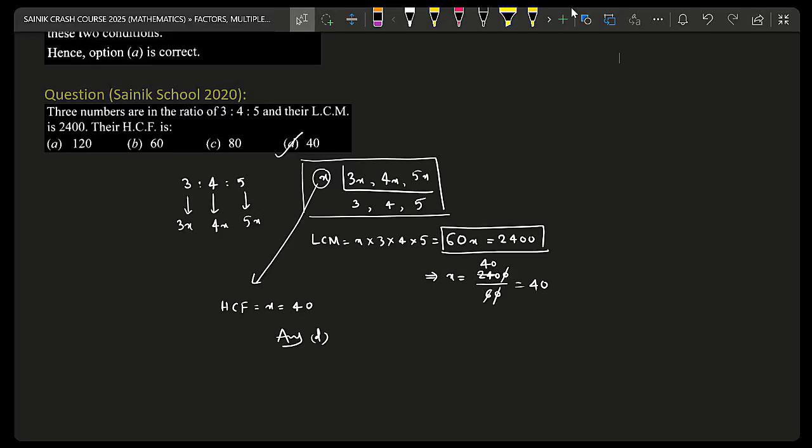No, no. 2400 is divisible by 120 also, 60 also, and 80 also. How can you decide 40? Sir, 80, how like? 80 into 30 with 3 is 24. Yes, sir. So we cannot decide like that. We have to do like this. Okay, Ashar? Okay, sir. I'm waiting on the screen for 1 more minute so that you can copy and we'll move to the next question.